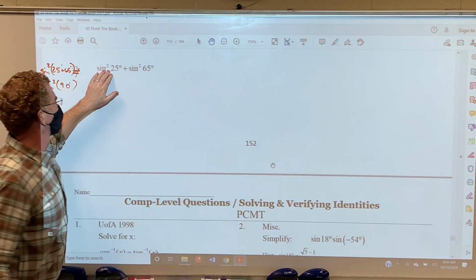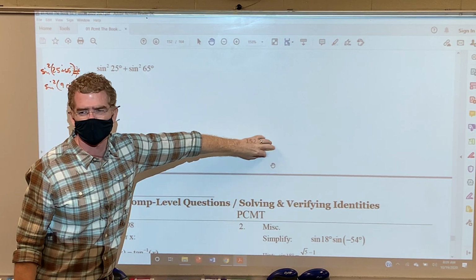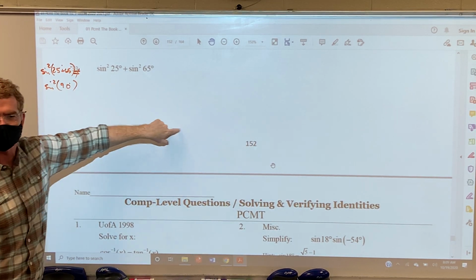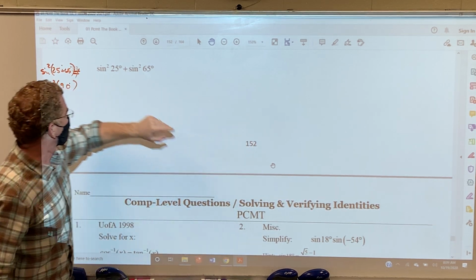So sine squared 25 plus sine squared 65. We're on page 152-ish. This is mine. I might have updated it. What is this on yours? Oh, good. Every other class is different.